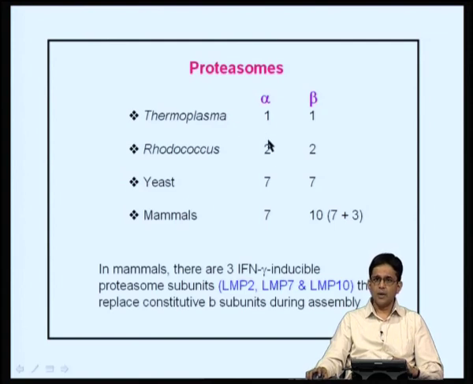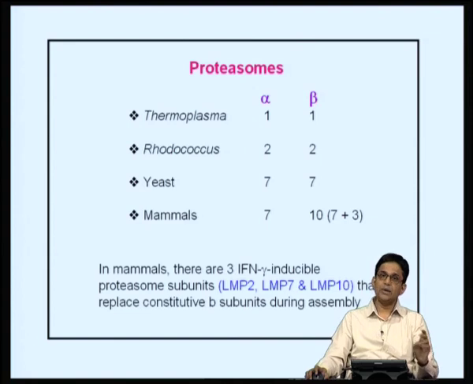In Rhodococcus, you have 2 each. In yeast, you have 7 distinct ones. So the 7 subunits are encoded by 7 distinct genes, 7 alpha and 7 beta. In mammals, you have 7 alpha and 10 beta. This was a surprise. And this 10 can be divided up into 7 that are constitutive and 3 that are extra. And these 3 are the interferon gamma inducible ones. So, in the 20S proteasome subunit composition, there are three of them which are interferon gamma inducible. What is interesting is two of those are MHC encoded, which is LMP2 and LMP7.